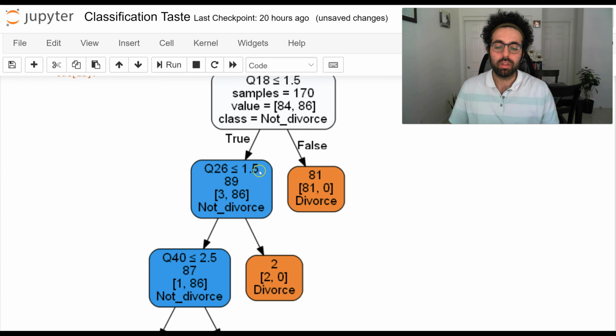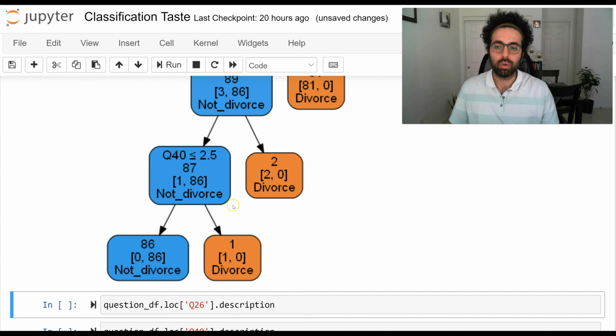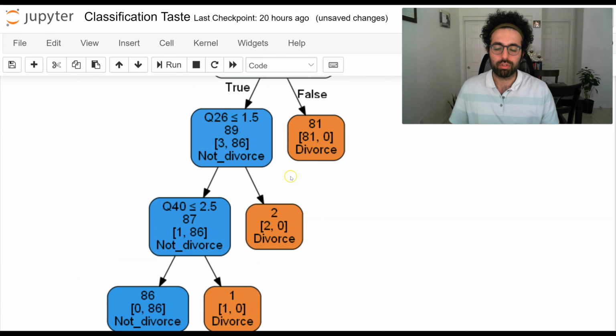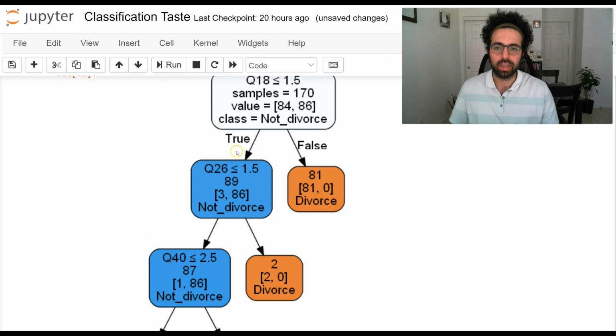If here, for example, Q26, let's see what Q26 is. I know my spouse's basic anxiety. So basically what this is saying is that if you don't know, or you say you don't know your spouse's anxiety, you're more likely to be not divorced.